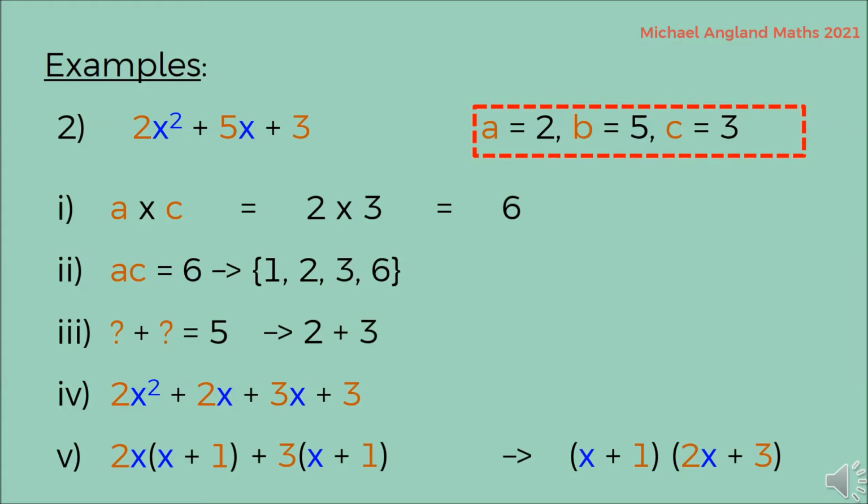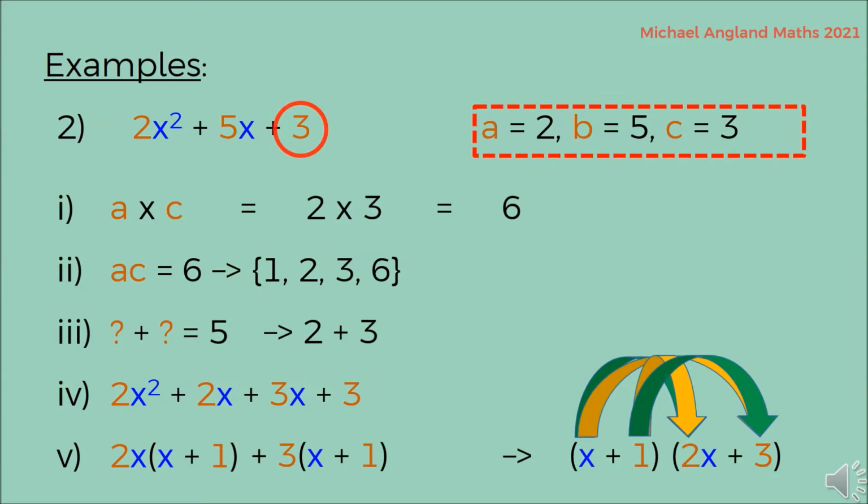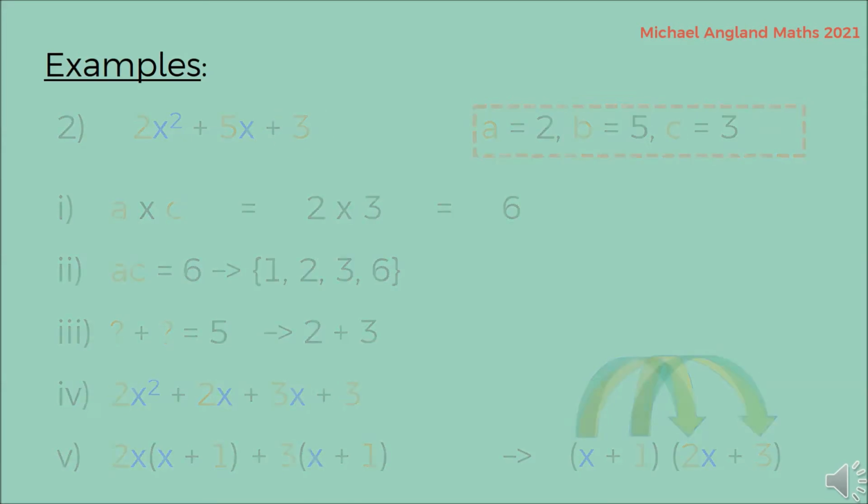And if we multiply those together, using FOIL, F for first, we get x times 2x, which is 2x squared. O for outer, we get x times 3, 3x. I for inner, we get 1 times 2x, which is 2x. Adding those together, 2x and 3x is 5x, which gives the middle term. And finally, L for last, 1 times 3, it's 3. So we reconstitute the quadratic.